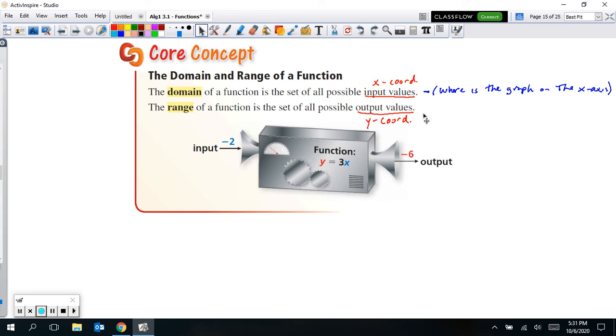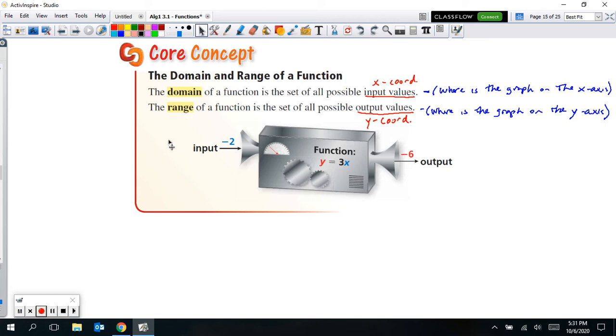And so over here you're asking yourself the question, especially with the graph, where is the graph on the y-axis? You just need to remember that domain is always about the x-coordinates, where it is on the x-axis, and the range is all about the y-coordinates, the y-axis. So again, input, output, and domain and range.